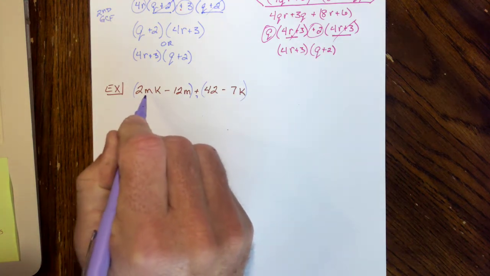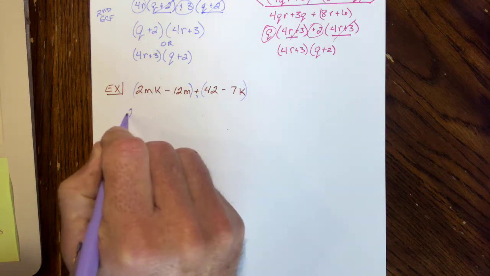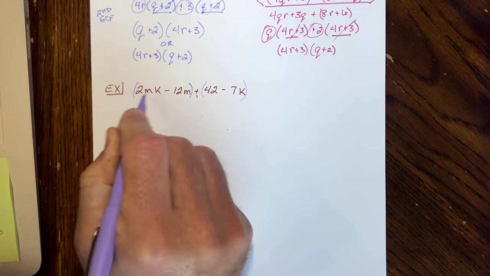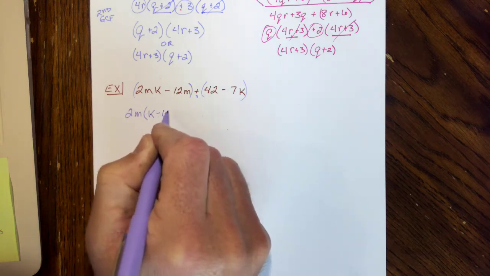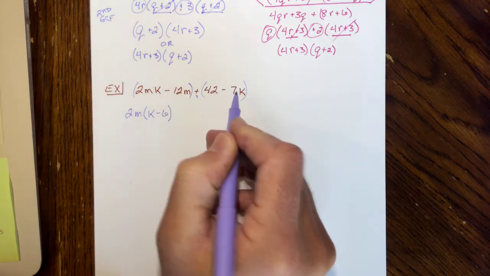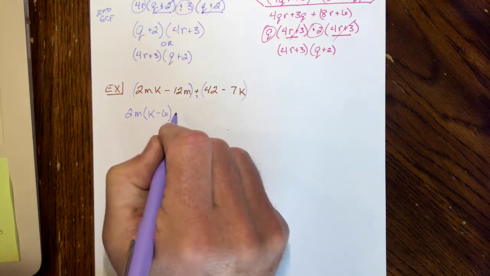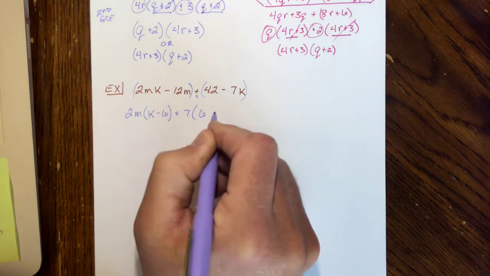Let's say we did this. I see an m, I see a 2, so 2m gets factored out, divided out. What's left? K minus 6. All right. What's common here? Well, most people see 42, 7. They say I can factor out a 7. Okay. 7 gives you a 6 minus k.